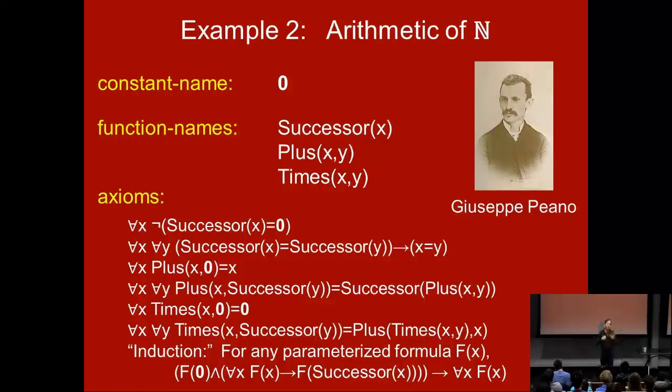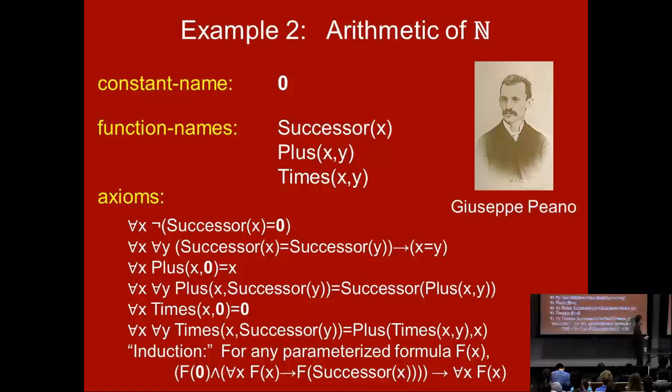2, 3, 4. Okay, and we don't want to get into calculus or anything crazy. They were like, let's just talk about basic number stuff. So the hero here was this Italian person, Peano, who invented a vocabulary and axioms for arithmetic. It has one constant named 0 and 3 function names: successor, plus, and times. Successor is supposed to mean x plus 1. And plus and times mean plus and times.